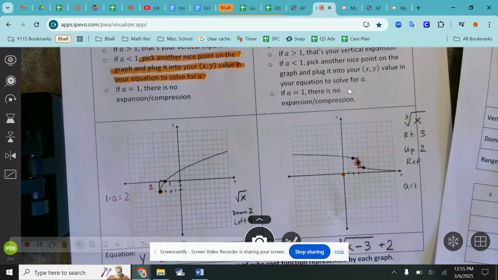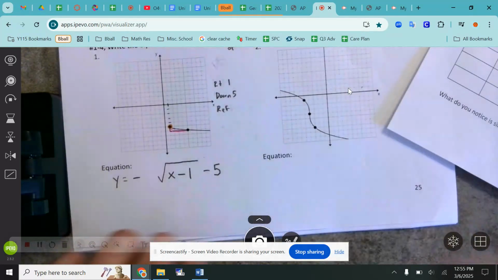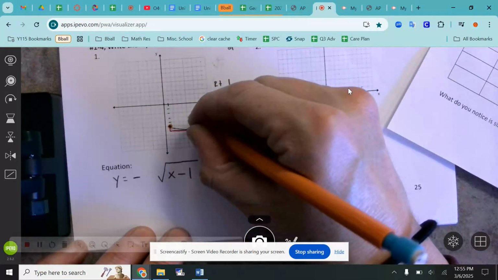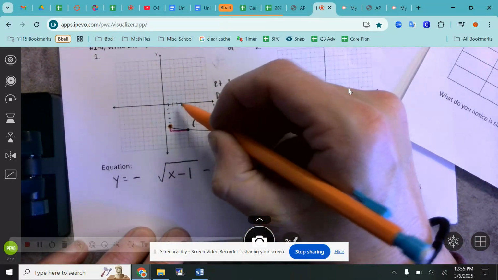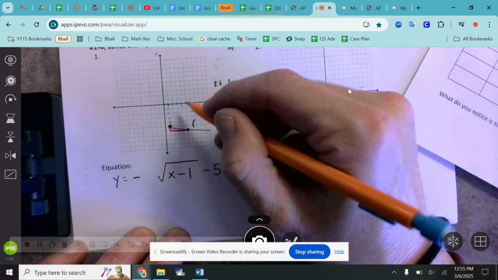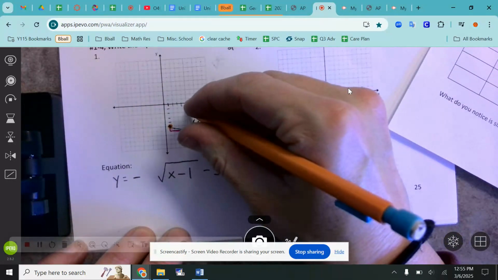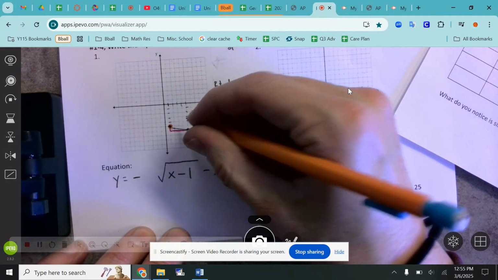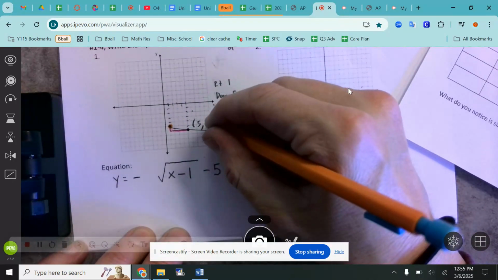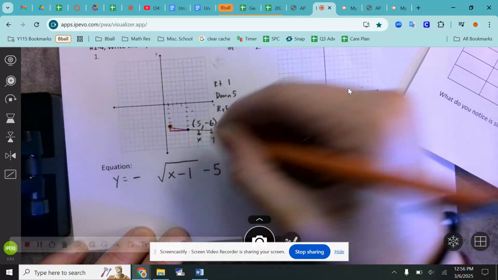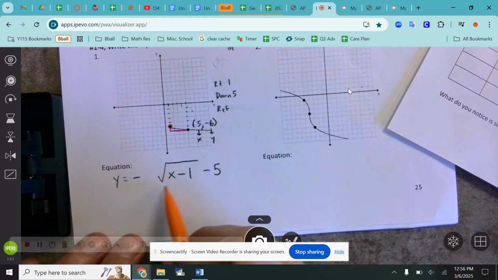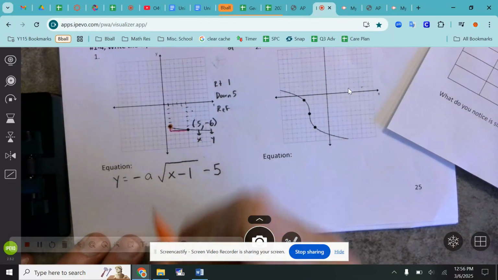Okay. So sadly, there's no quick way to do this, not in a video at least. So let's take this point here, and let's figure out what is that point. That point is 1, 2, 3, 4, 5. 1, 2, 3, 4, 5, 6. So 5, negative 6. And remember, that is an X value. That is a Y value. I can plug them in and ultimately solve for A.